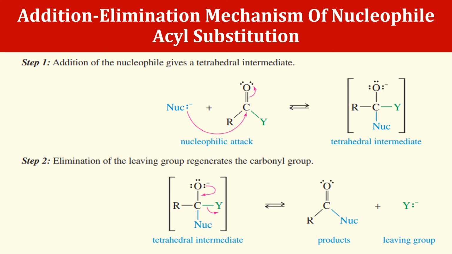Addition-elimination mechanism of nucleophilic acyl substitution. The addition-elimination mechanism includes two steps. In the first step, addition of the nucleophile gives a tetrahedral intermediate, and in the next step, elimination of the leaving group regenerates the carbonyl group.